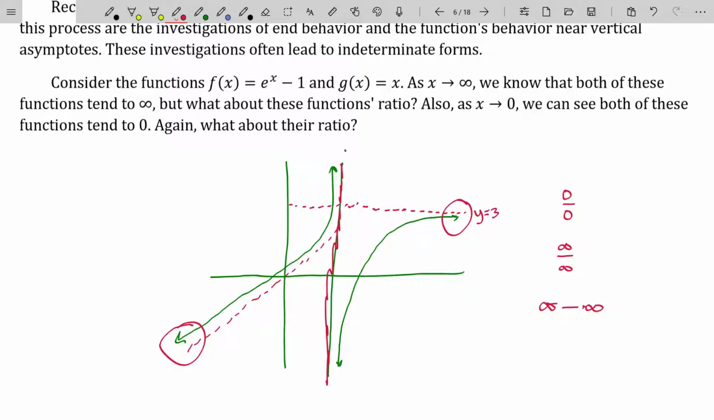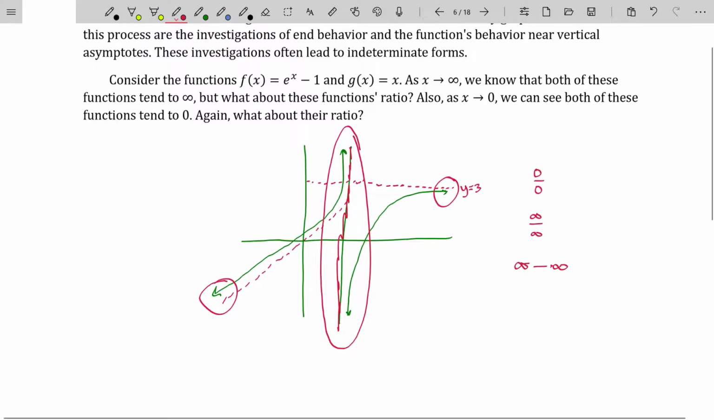Also, if you look at the central area where we have a vertical asymptote, the behavior of the function near the vertical asymptote is very important for us to find out, because we want to know, is our function rising as x approaches that number from the left? Is the function falling as x approaches that number from the right? And that's critical for an accurate graph.